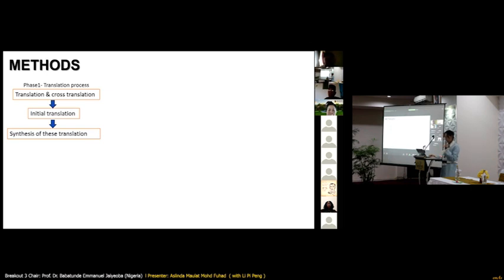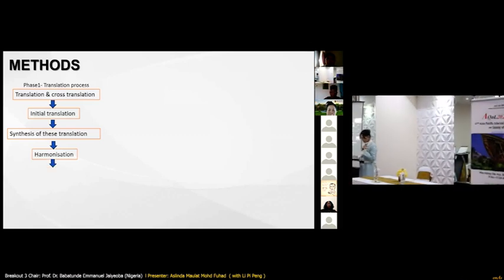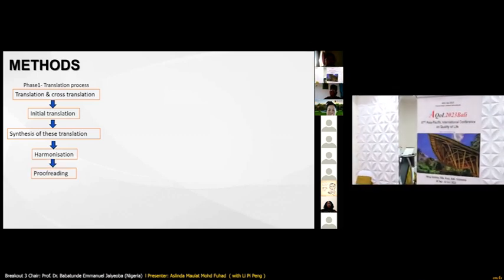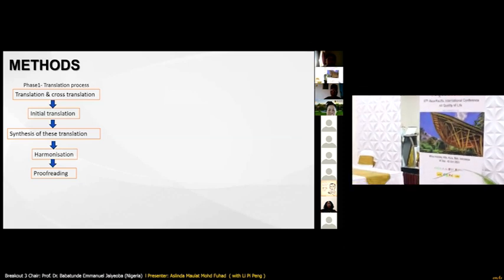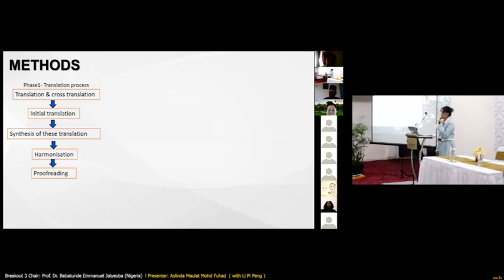Back translation: the questionnaire was translated back into English by a different translator. The translator didn't know about the original English version. After that, I harmonized the questionnaire. This is to ensure that the versions in the source language and target language, as well as all translations, are conceptually equivalent. And then I sent it for proofreading. This was performed to check that there were no typographical errors.